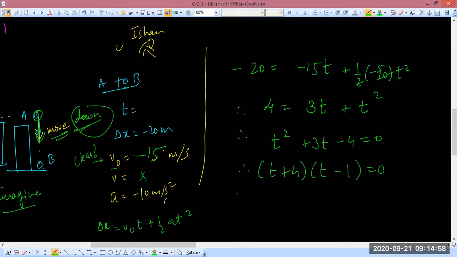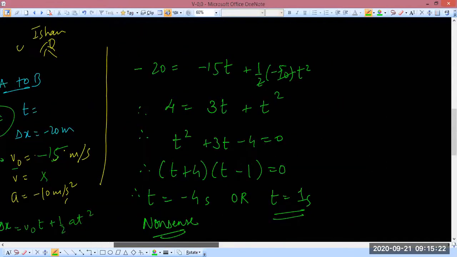And finally, your answer will be either this, which is nonsense, or this. This is, of course, a nonsense answer. Maths doesn't know which answer is right. We have to judge that. We have to decide which answer is right.